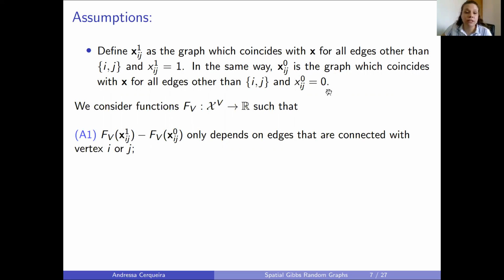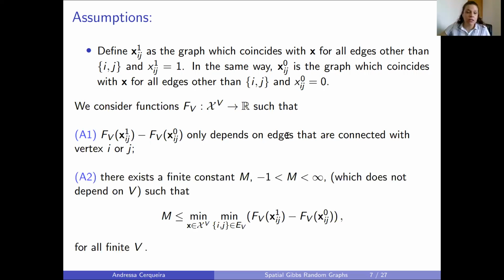So we are going to consider functions f that satisfy, first, when I look at this difference, so when I compute the f function for the graph with the edge i and j, and when I compute the f function in the graph without the edge i and j, this difference here will only depend on edges that are connected to vertex i or connected to vertex j.